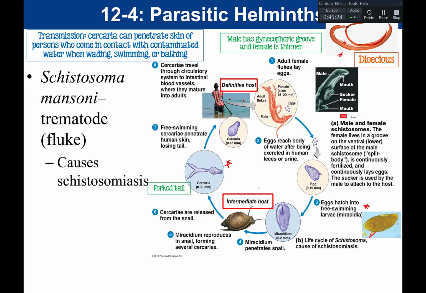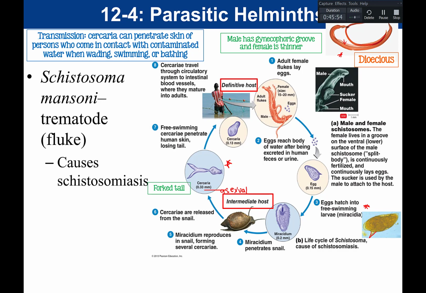Now, this freshwater snail is the intermediate host. Remember back to when we learned about protozoans, we learned about definitive and intermediate hosts. Intermediate hosts are where the asexual part of the life cycle occurs, right? So this is asexual. So the water has to contain these snails. So this is only found in certain regions.